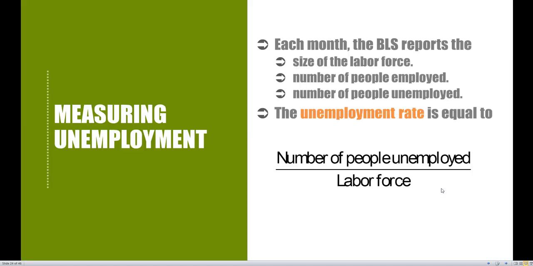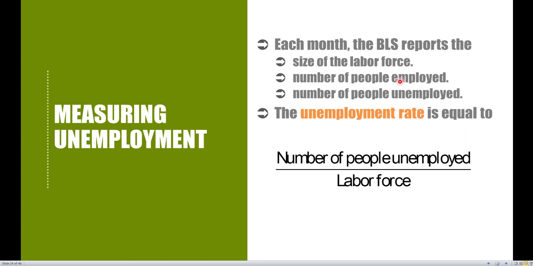Like we said before, the formula for the unemployment rate is very, very easy. It's just equal to the number of people unemployed divided by the labor force. However, there are certain groups of people that we need to focus in on. Every month, the BLS, the Bureau of Labor Statistics, tracks this unemployment data. They report the size of the labor force, the number of people employed, and the number of people unemployed. The hard part is figuring out who belongs in each of these categories, because they are the ones that are going to be reported in terms of the unemployment rate.